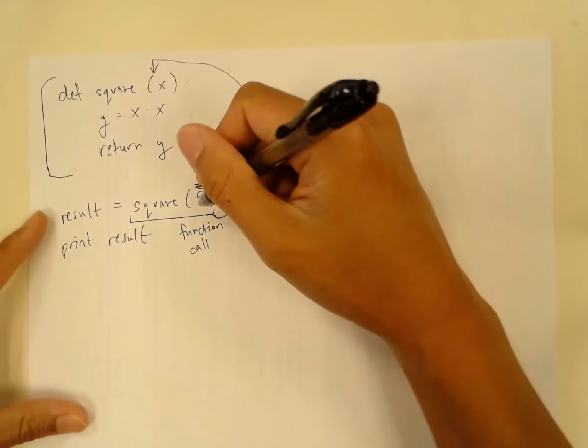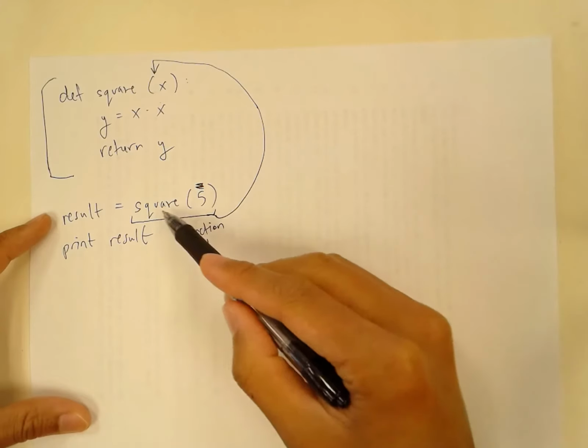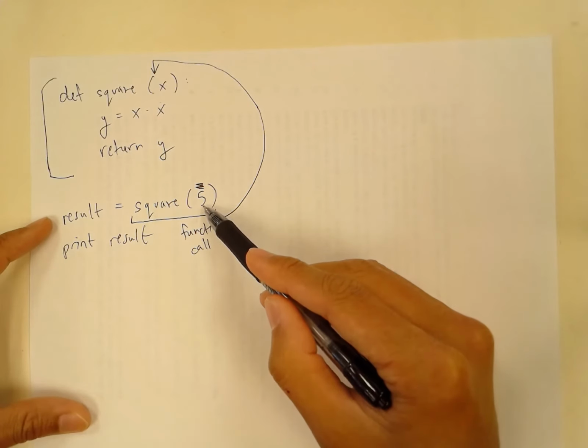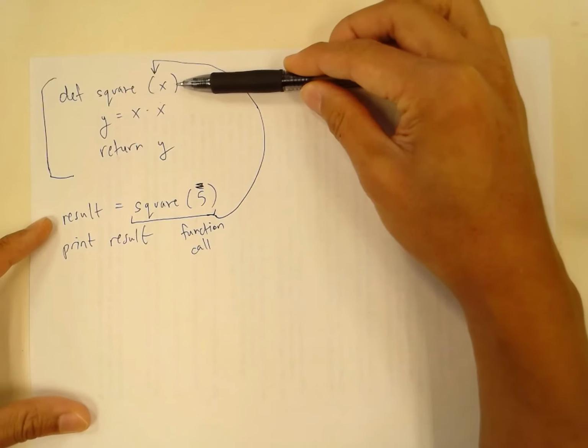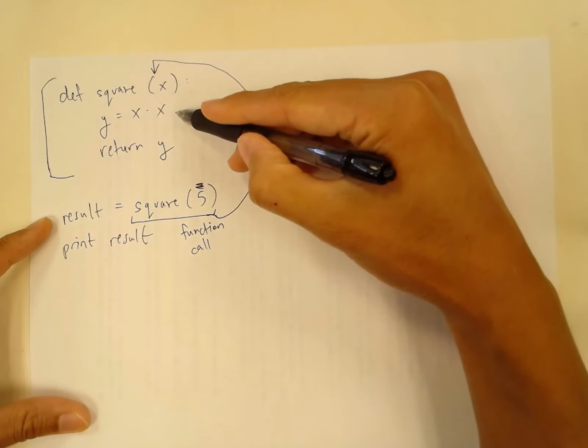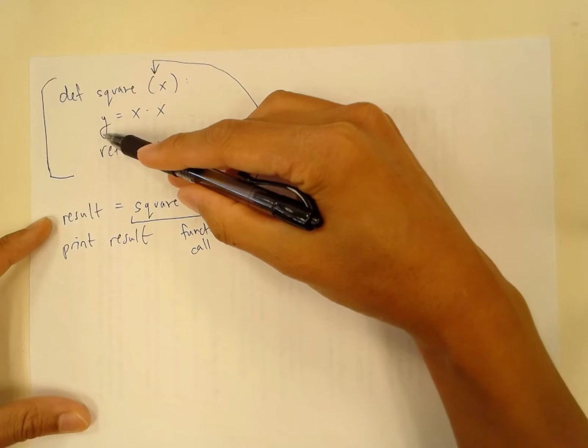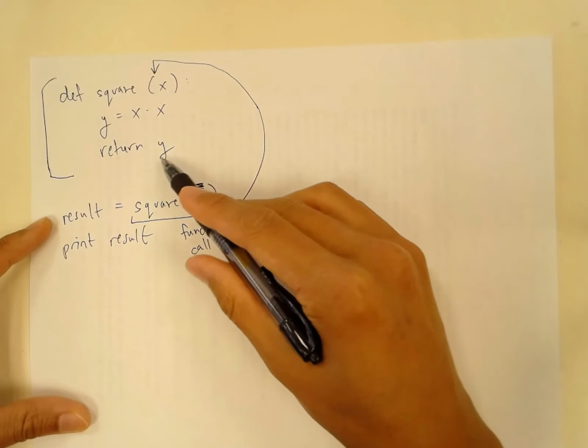Okay, so then we run this line here. It runs square, giving the argument 5. So it's going to jump up here to the definition square. x is equal to 5. It's going to come here, do the math, which is 5 times 5. y is now equal to 25, and it's going to return 25.